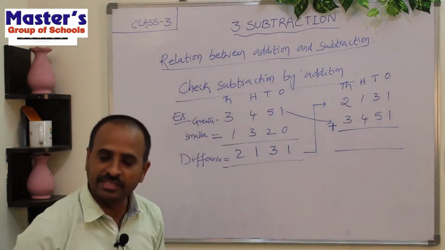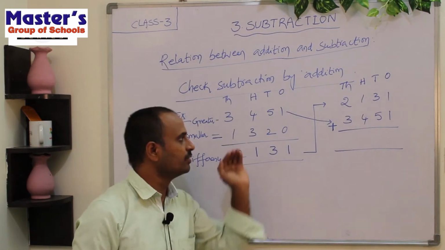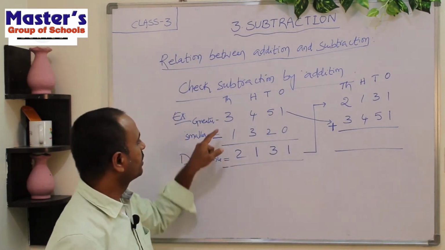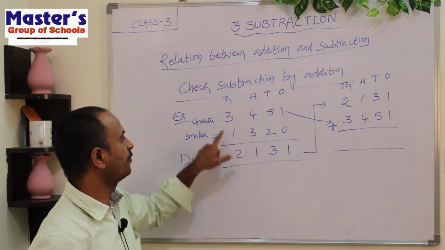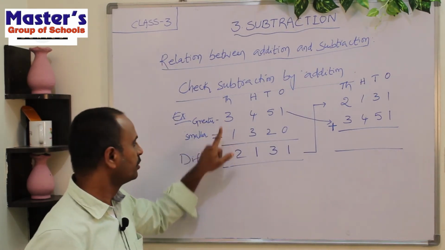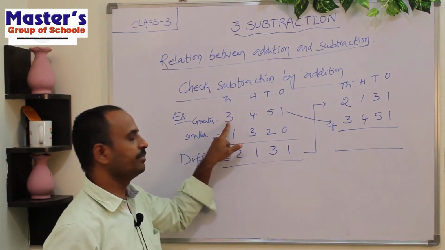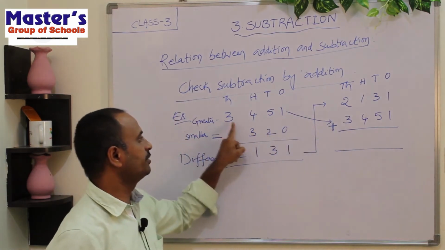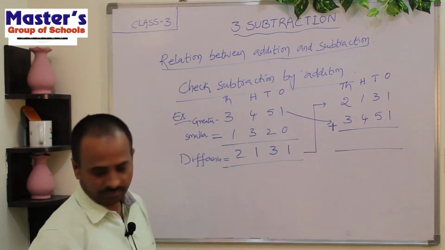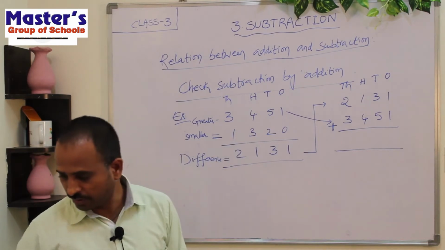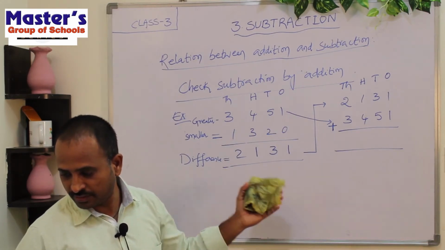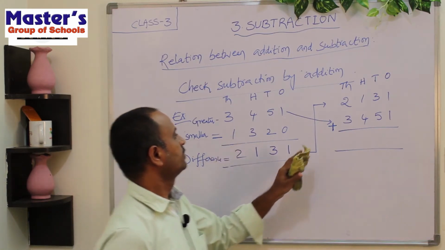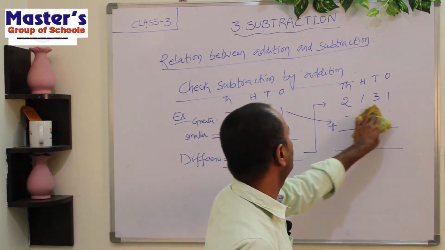So children, how can we check? We can check our subtraction by using addition. What do we have to take in addition? We have to add the greater number, that means we have to add the first number in the subtraction to the difference. Write the difference first and add the first number. Or we can add the difference to the smaller number, and then we will get the greater number. So write the smaller number.